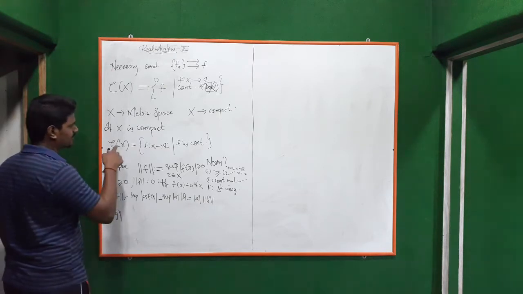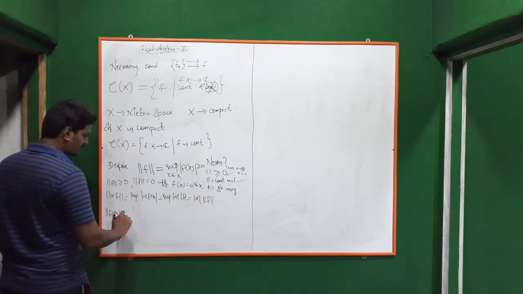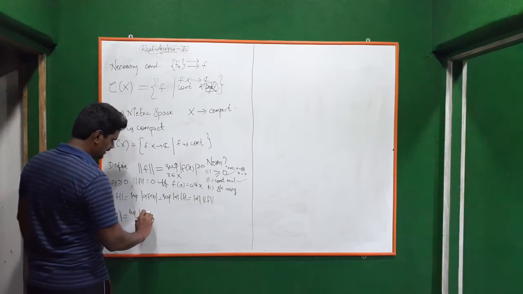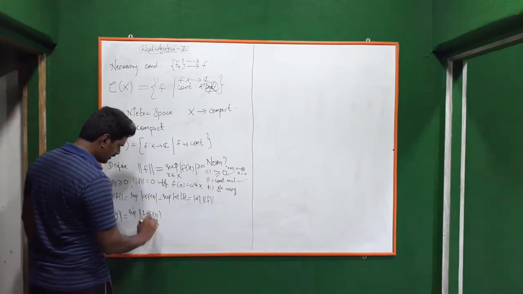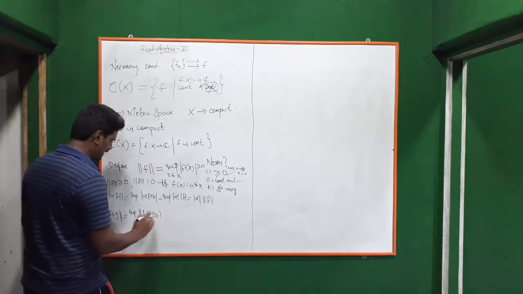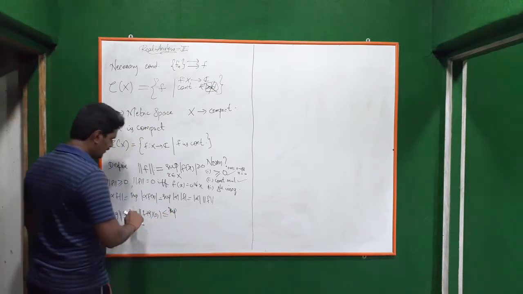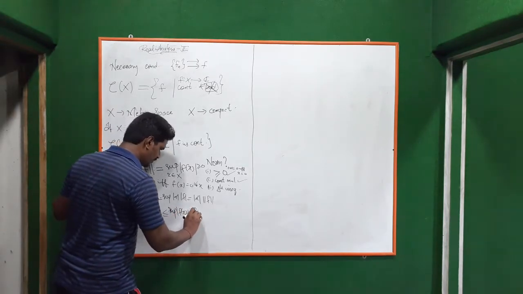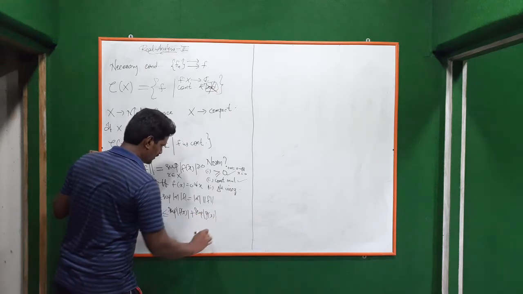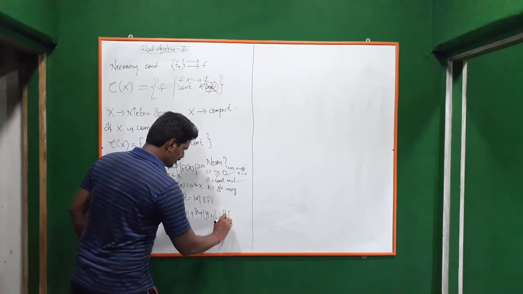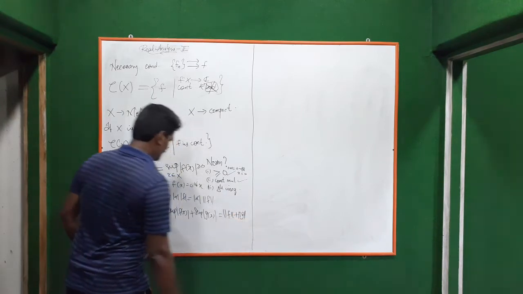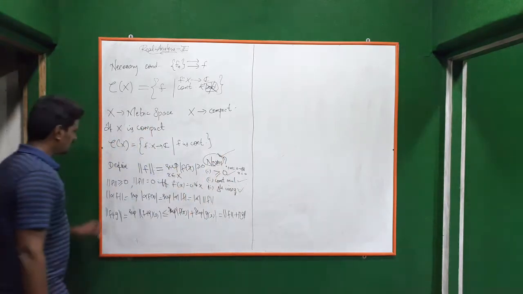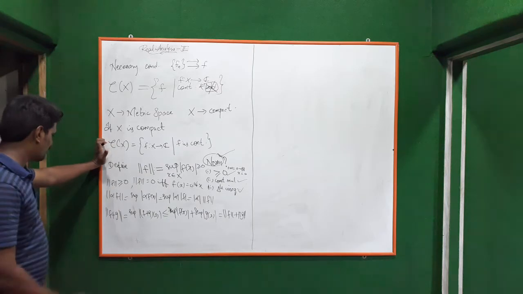Triangle inequality: if two functions f and g are from this set, then the norm of f plus g is by definition the supremum of mod f plus g of x. Here we can use the triangle inequality for modulus, so it is less than or equal to the supremum of a plus b, at most supremum of a plus supremum of b. So the supremum of mod f of x plus the supremum of mod g of x, which is nothing but norm f plus norm g. Okay, the triangle inequality is true. So this is a norm. We don't have any problem with that.